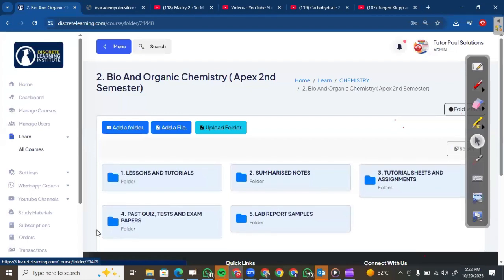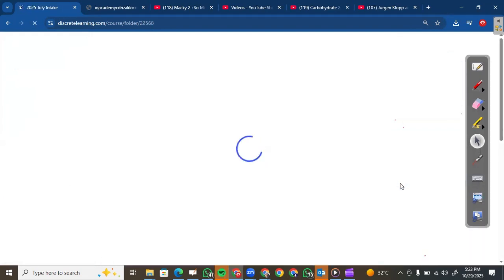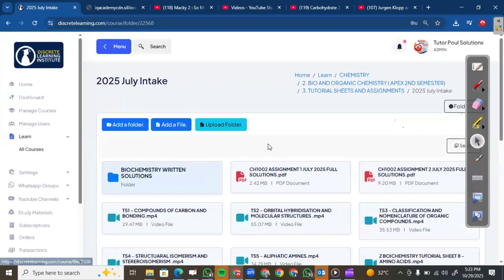If you want past papers, you come to this folder here. You're going to find the past papers. So let's check out this folder for the tutorial sheets and the assignments. If you open this folder, you're going to see that you have different intakes here. Depending on your intake, that's what you open. I'll give an example for the 2025 July intake. If you open this intake, you're going to find the solutions here.